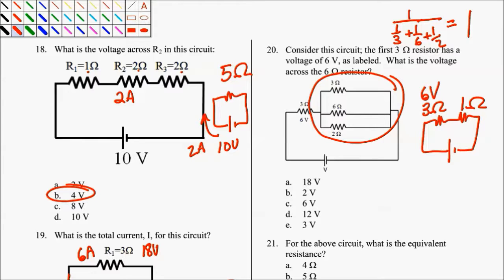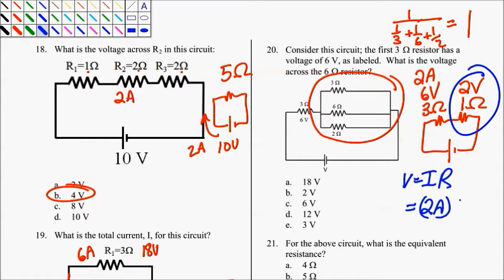Now, I could do this a couple different ways. Let me do it this way first. This resistor is 3 times this resistor. So the voltage across this resistor has to be 3 times the voltage across this resistor. So that has to be 2 volts. Or I could say the current here is 6 divided by 3, V over R. That's 2 amps. And if I also have 2 amps through that resistor, then V is equal to I times R. That's 2 amps times 1 ohm, which is 2 volts.